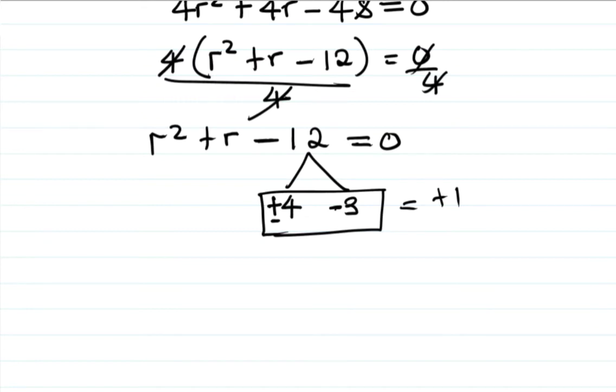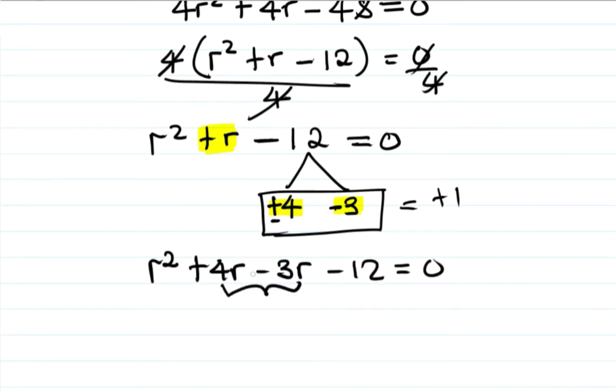Instead of writing this plus R here, take these factors. Now we make R square, then plus 4R, then minus 3R, then minus 12 is equal to 0. Is this easy?